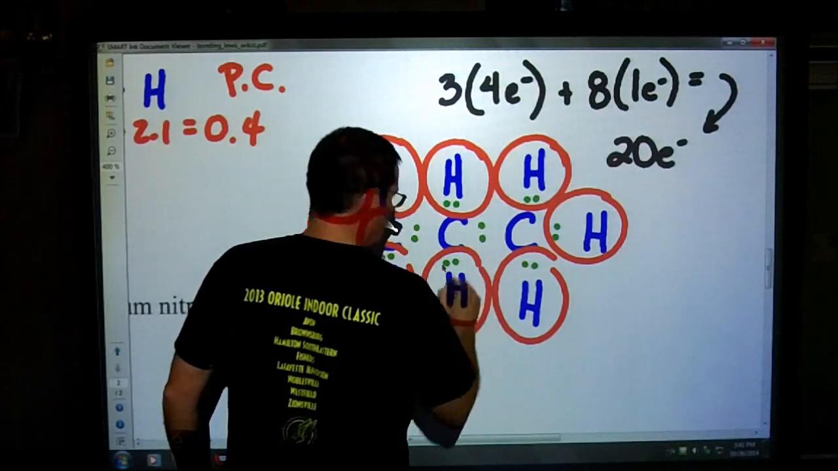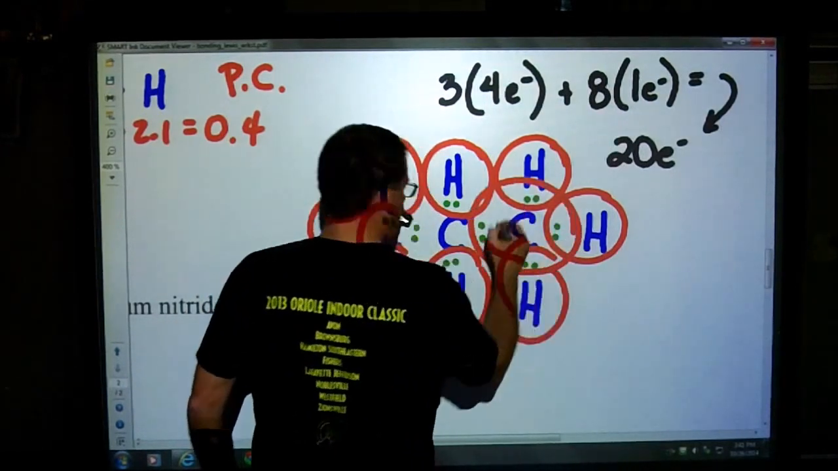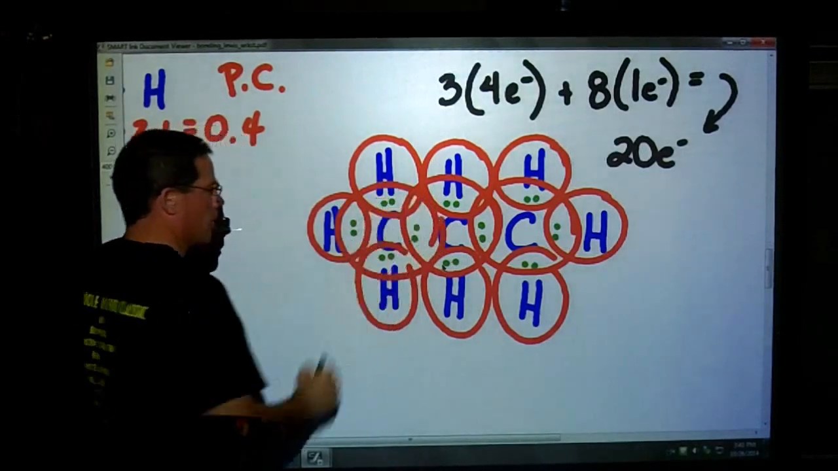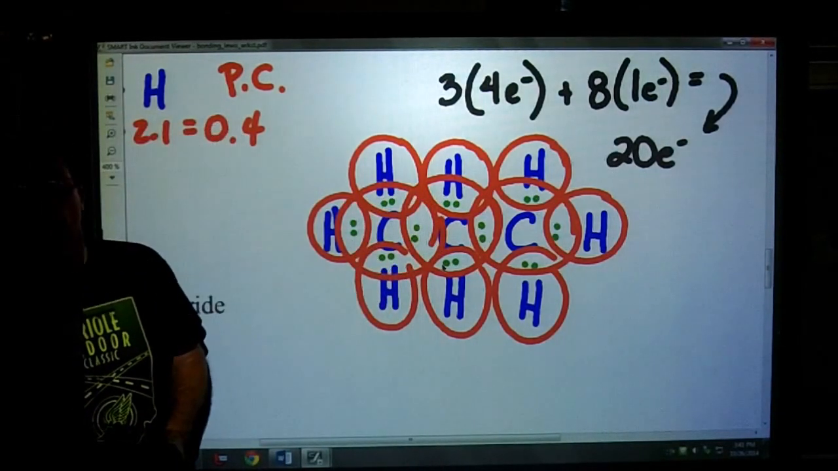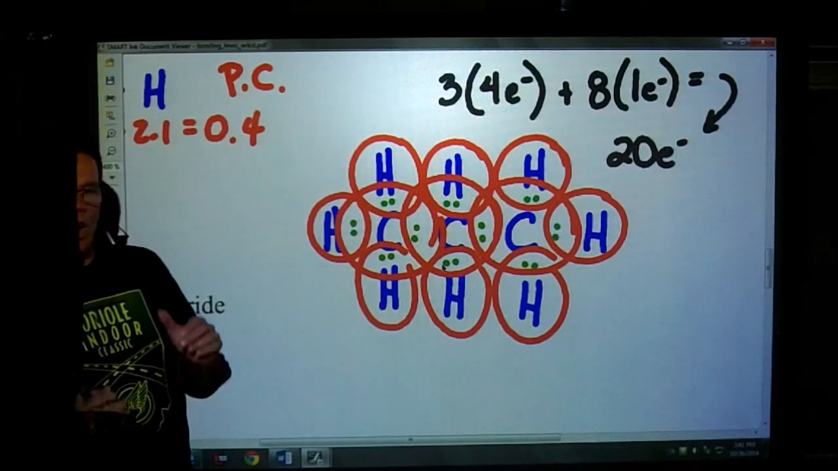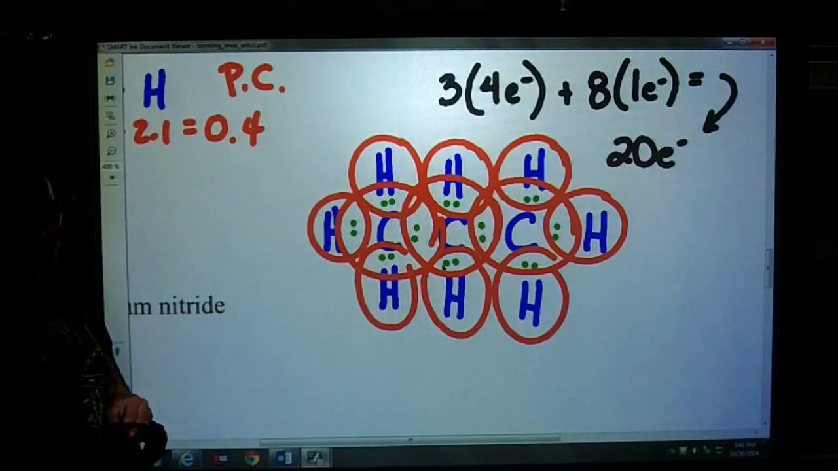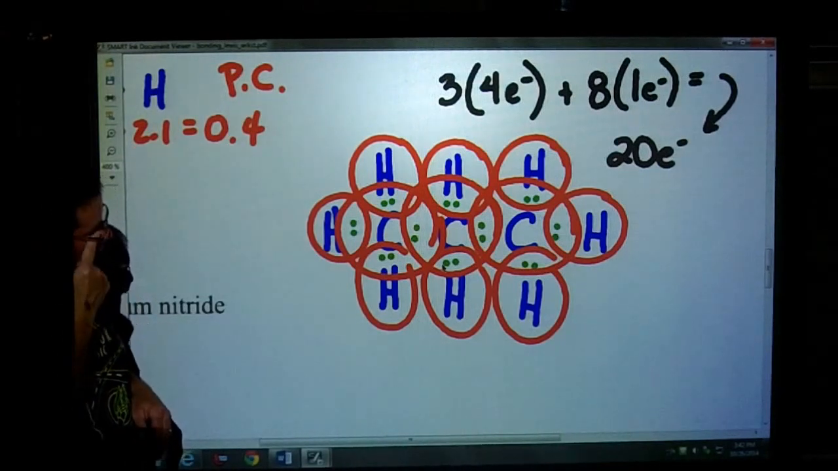everybody is happy. Okay, now that looks very confusing. But again, on paper, your lines won't be as thick as mine, but that's fine. So everybody's happy. The hydrogens have 2. Each carbon has 8.